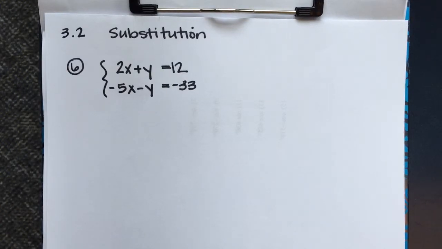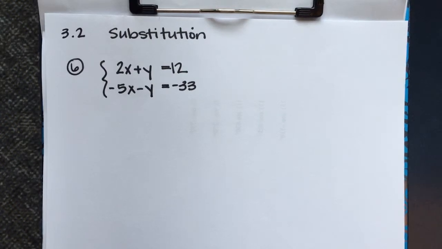So in order to use substitution to solve a system, you need to have one of the two equations solved for a variable. So you need to either have it in the form x equals other stuff on the other side, or y equals.